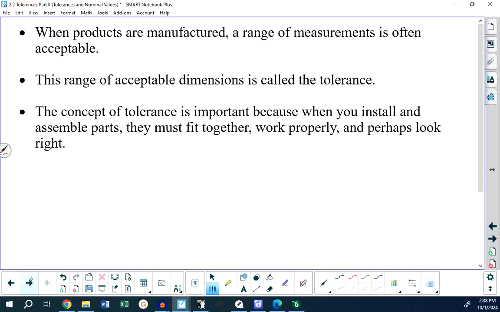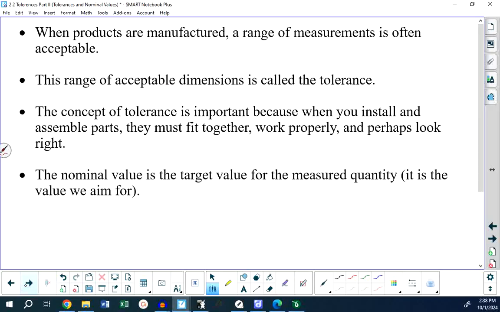Thank you, Ryan. So the concept of tolerance is important because when you install and put parts together, they have to fit together right, they have to work properly, and maybe they want to look right. I mean, the first cabinet I ever made, it fit together right, but it looked like garbage. Everything was all crooked. The nominal value is the target value.